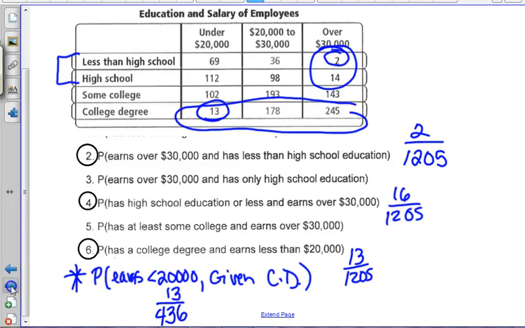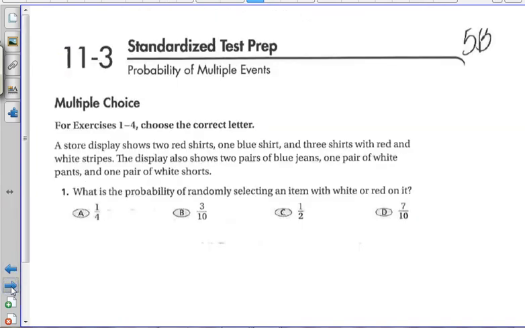What else? The next thing she has is something like this, probability of randomly selecting. Probably. Oh, did they show up today? Yeah. Okay. Anytime.